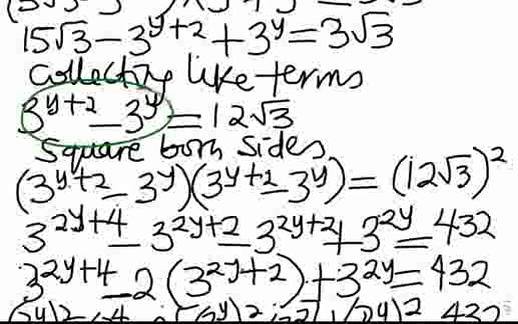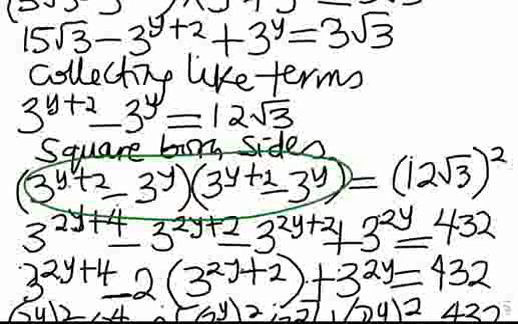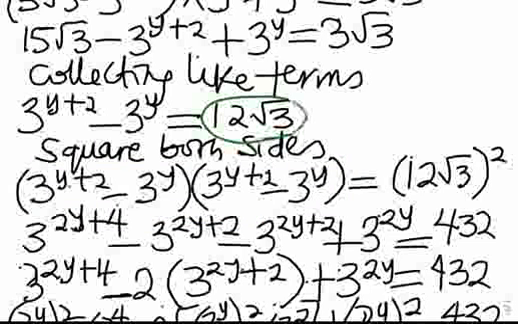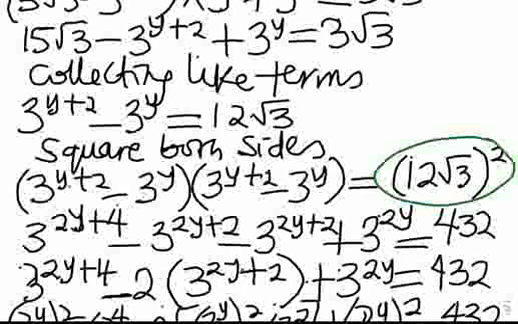Squaring this side, I root both of them here. In squaring, they are multiplied by itself. 12 root 3 is also squared. 12 times 12 is 144. Root 3 times root 3 is 3. Then 144 times 3 gives 432. Then squaring this side needs being careful.